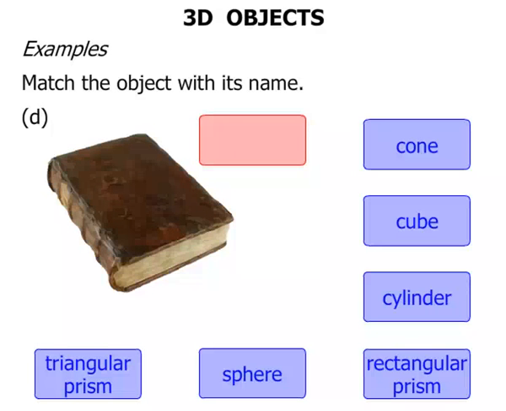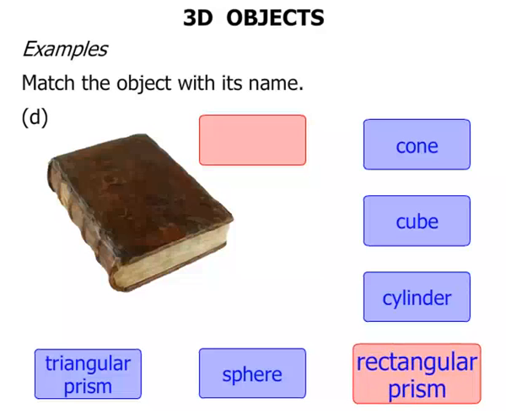This old book, it's got a few rectangles I can certainly see. You look at the shapes. It's a rectangular prism.